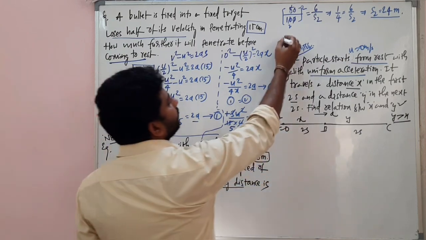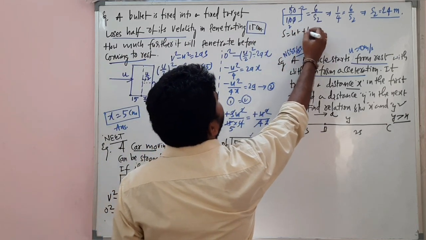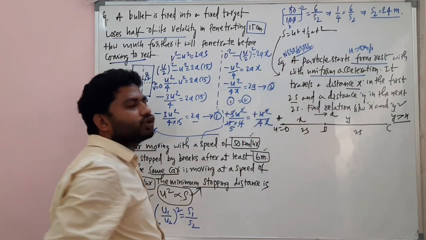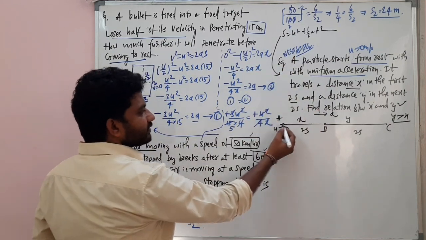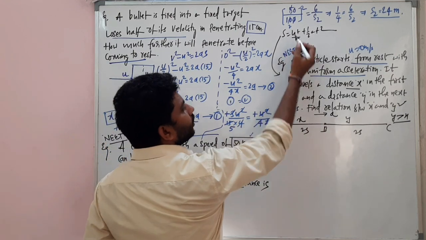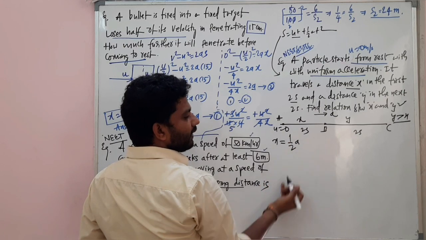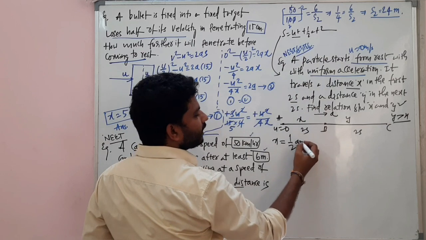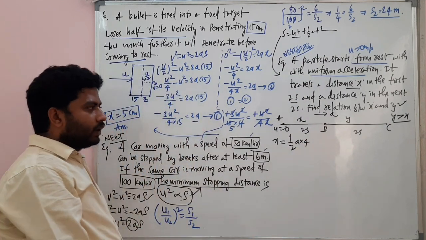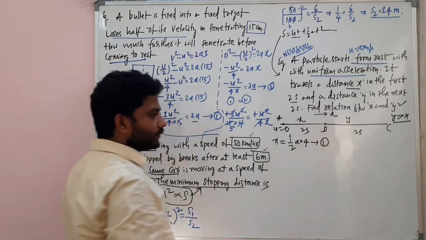Let us use the formula S is equal to ut plus half at square. First case, what is that? x is equal to u into t, u is 0, t is 2 seconds, so 0, plus half into uniform acceleration into t square. t square is 2 square, it is 4. Right? This is x. Let's write it as equation 1.